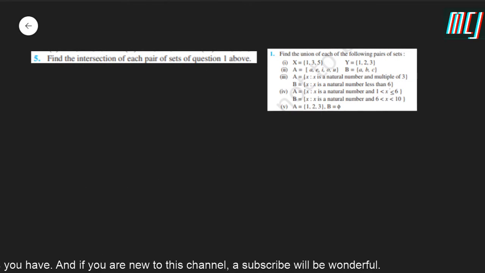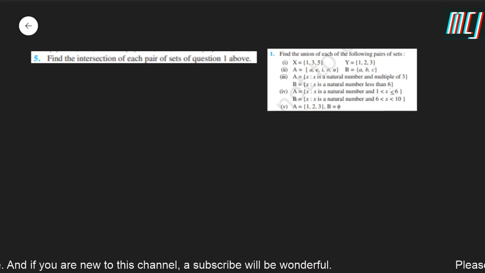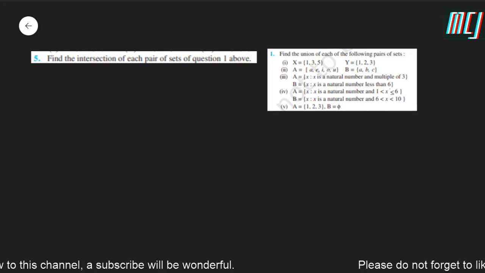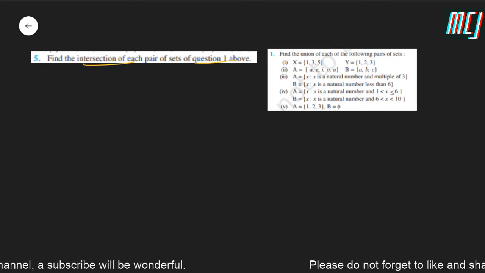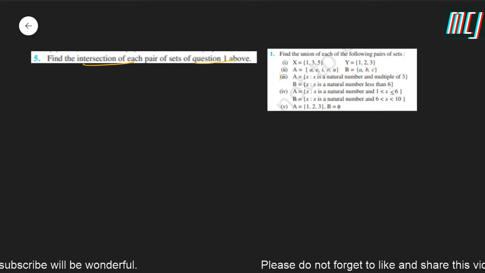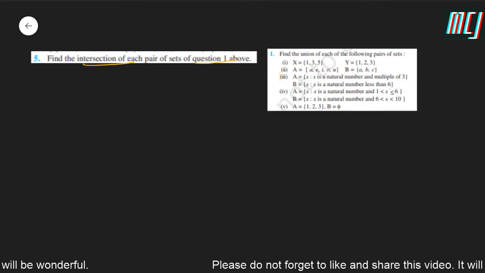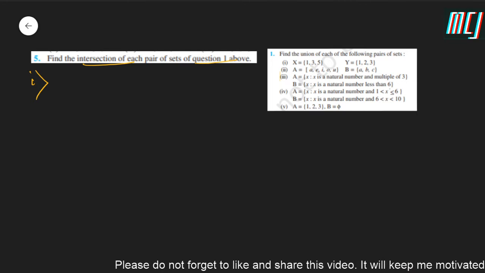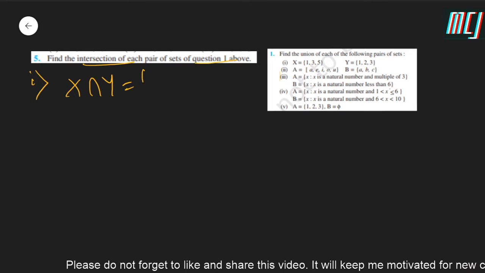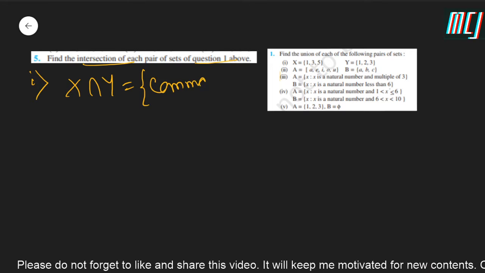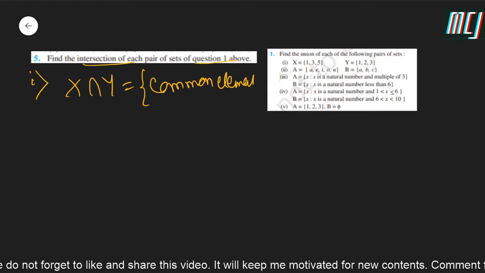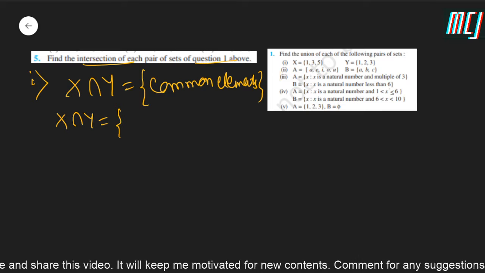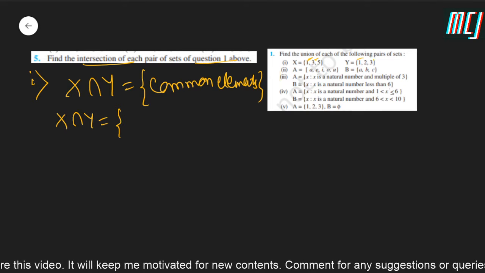So here is the fifth one. The fifth one was saying that you need to find the intersection of each pair of sets in question 1 above. The question 1 I have copied from question 1 only here also. So see, we need to find the intersection. Intersection means x intersection y, that means common elements only. So here x intersection y, what are the common elements? 1 and 3.